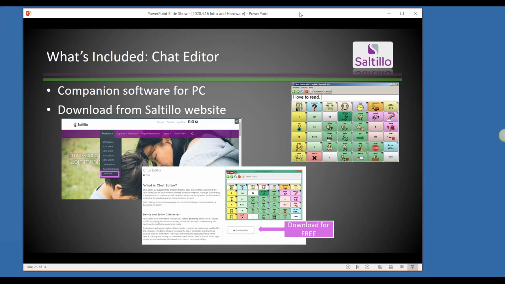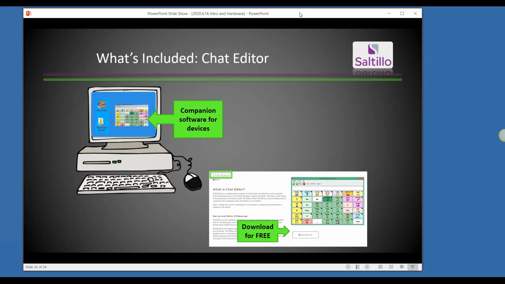Chat Editor is our free companion software, which is available from the Saltillo website as a download. It should be noted that currently this software is only compatible with PC-based computers and laptops. The Chat Editor has many functions, and one of those is the ability to back up or transfer the vocabulary files between the Nova Chat and the Chat Editor, or vice versa. More information on this can be found at the Saltillo website, where there are many video tutorials that walk through step-by-step instructions. This will also be included in a separate training.